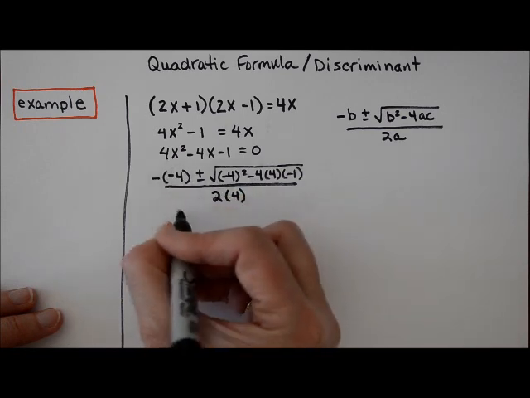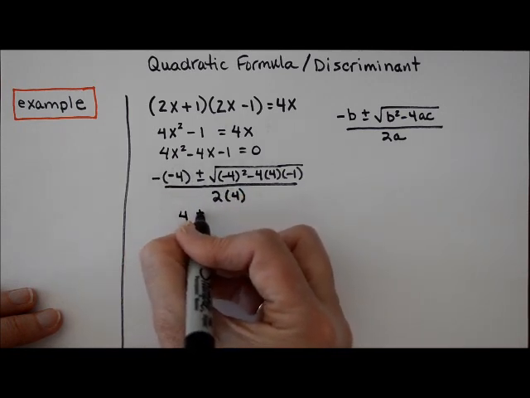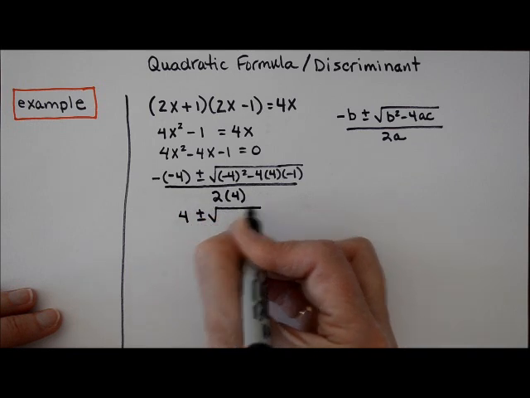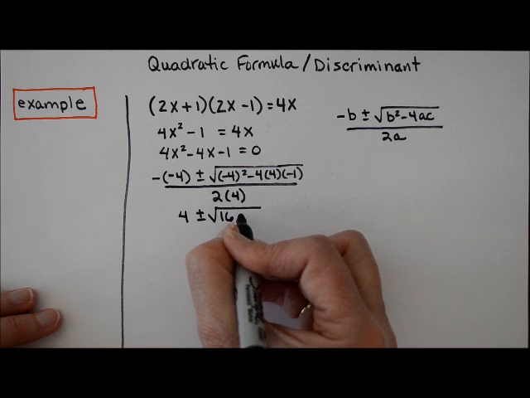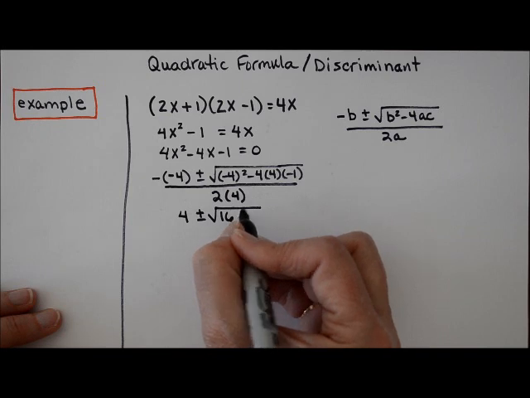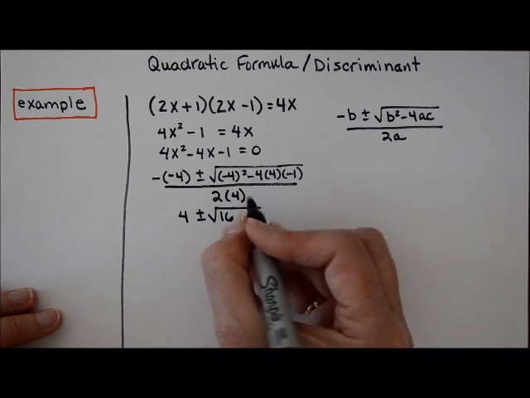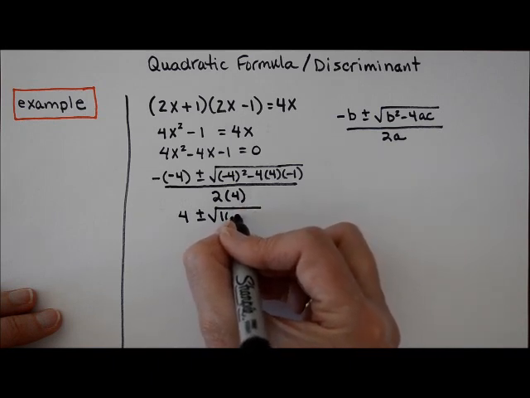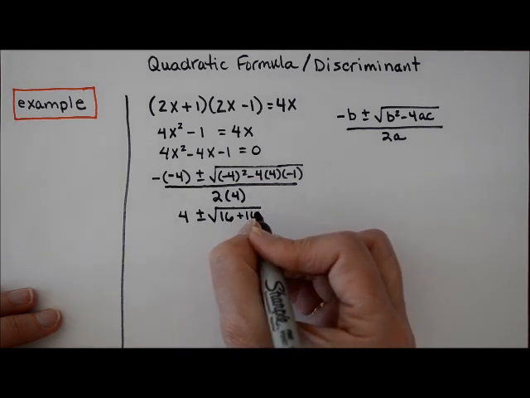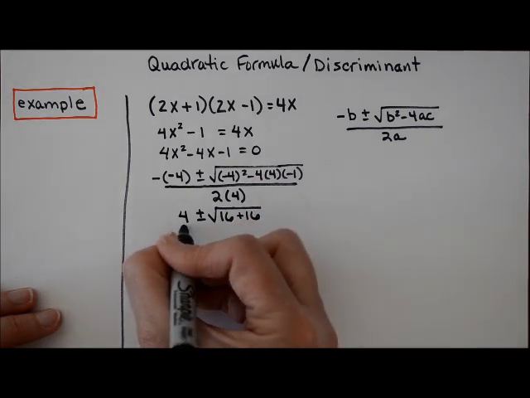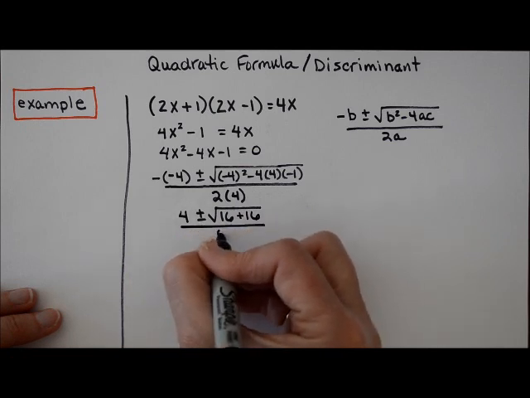Alright, so what I have is then 4 plus or minus the square root of 16 plus 16 all over 8. Sorry, my notes are all messed up.